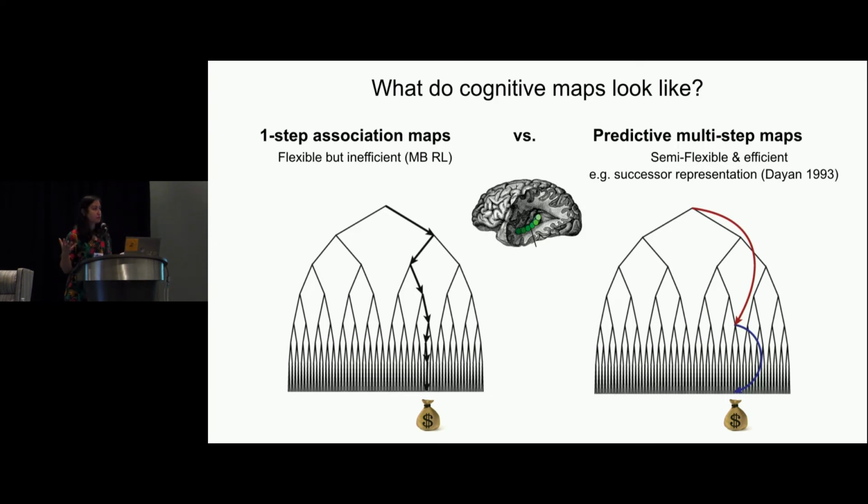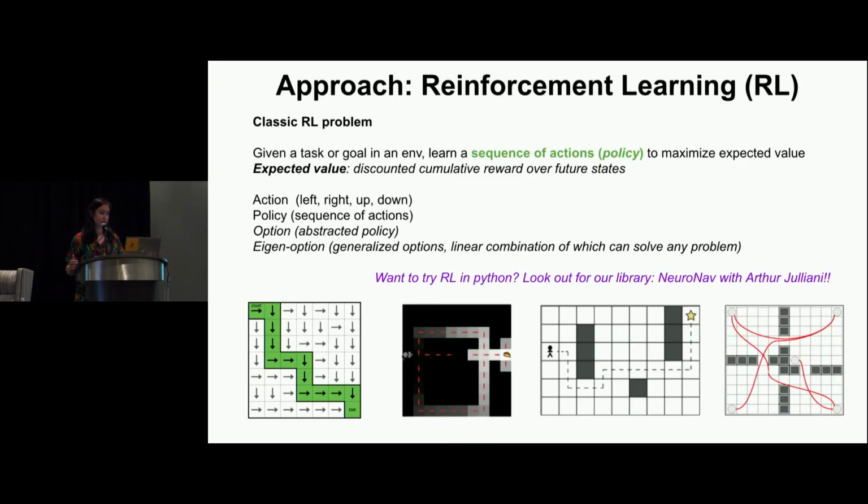There have been some approaches proposed of how this might work out. One approach that I am going to talk to you a little bit about is the multi-step representations, or relationships between states at different scales, that can be captured in the successor representation, and variations of it that I will talk to you about. Why am I talking about reinforcement learning?